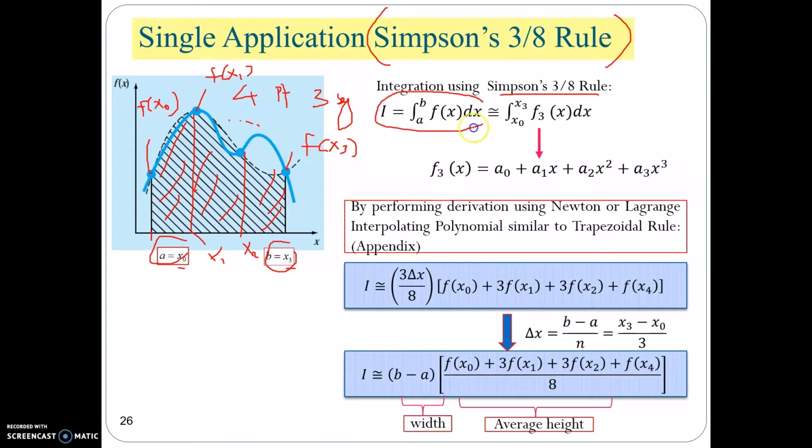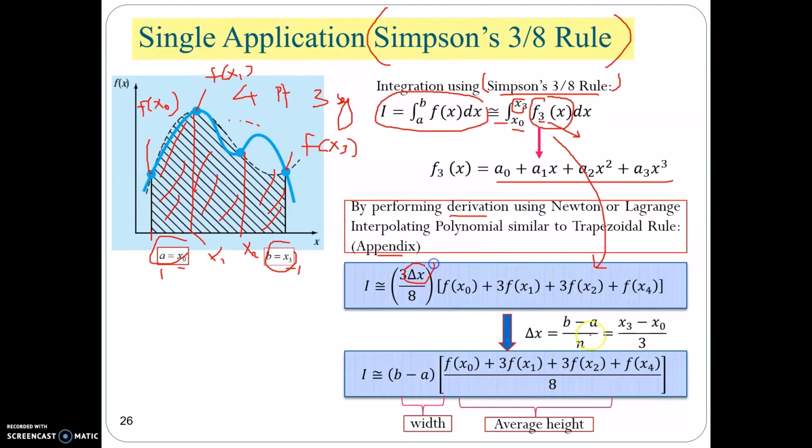To find the integration for the f(x) function from limit a to b, you can approximate it by using the Simpson's 3/8 rule, which approximates the height function by using a third order method. So you integrate from the first point, x0, to the last point, x3. By substituting the third order polynomial for the f3(x) function, and then performing the derivation similar to the one that we show in the appendix, you can obtain the integration result to be this answer.